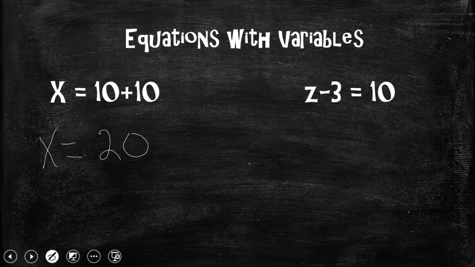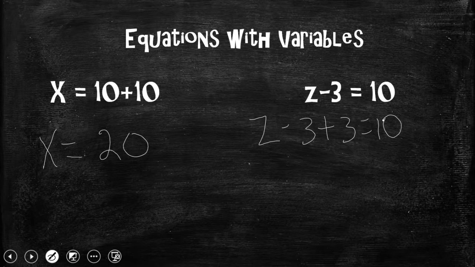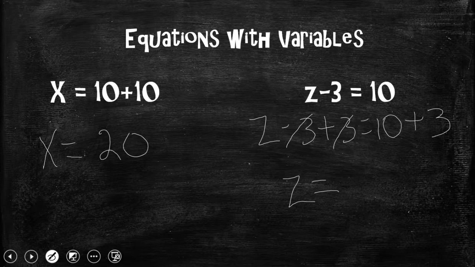Okay, like Rob told us, we need to get the variable, in this case the Z, by itself. And how do we do that? Well, in order to get rid of the 3 on the left side, we need to add a 3. But then to balance things out, we'll have to add a 3 to the right side. So we will say Z minus 3 plus 3 is equal to 10. And remember, we have to add the 3 on the other side, plus 3. So in this case, the minus 3 and the plus 3 cancel each other out. So we're left with the Z by itself. And then we say 10 plus 3 is equal to 13.